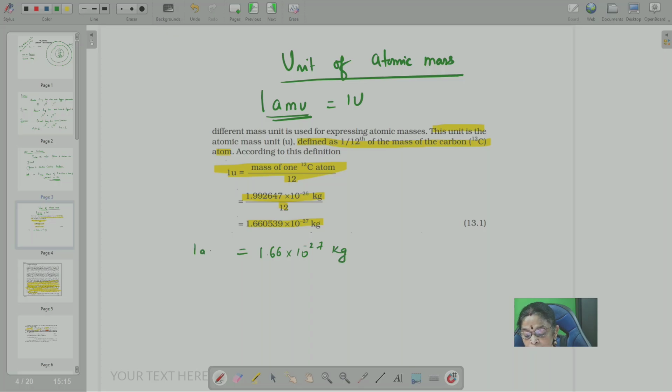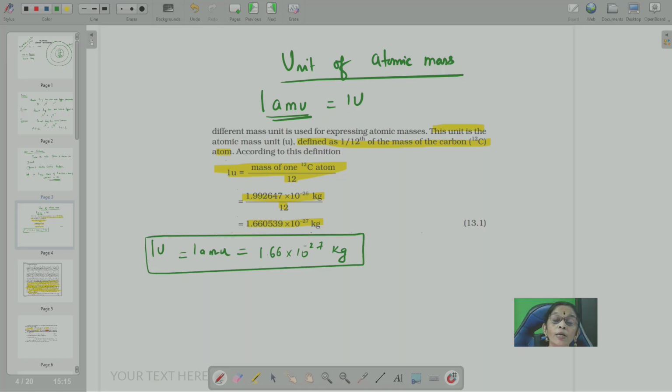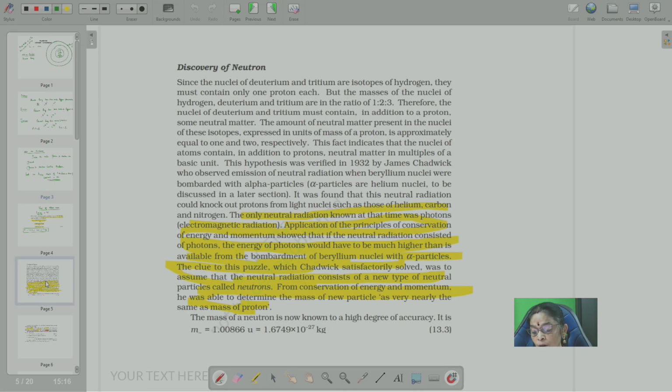So always keep it in mind, 1 atomic mass unit, which you write as 1 U, is 1.66 × 10^-27 kilogram. That is the value of 1 atomic mass unit. So now coming to the discovery of the neutron.